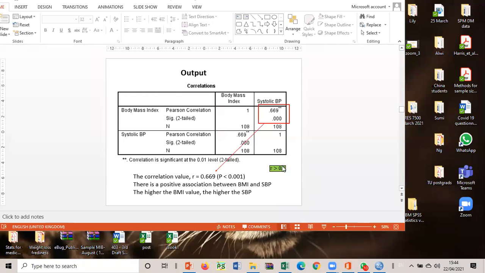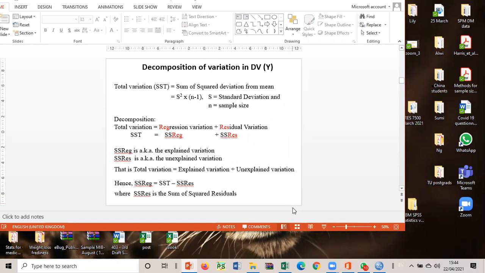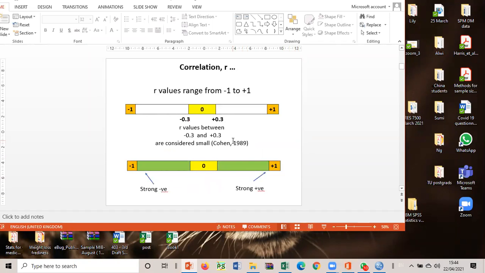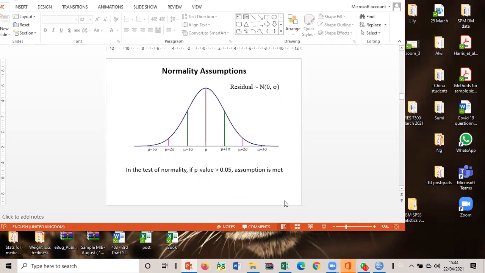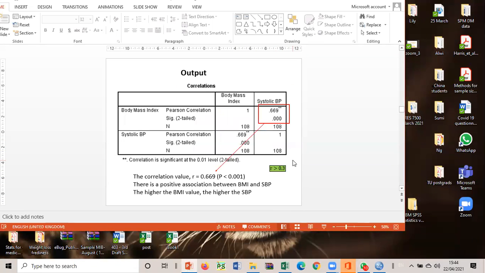And see this one, more than 0.3. That's why I said that's the range for correlation. 0.669, does it fall somewhere here? Yeah. We say it is a strong positive association. So first, we visualize. Second step, we correlate for the strength.